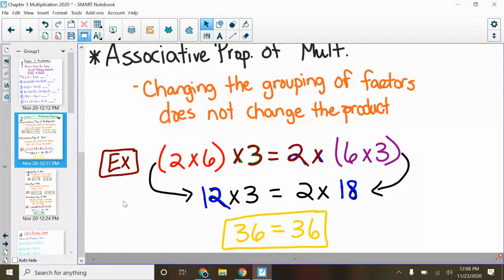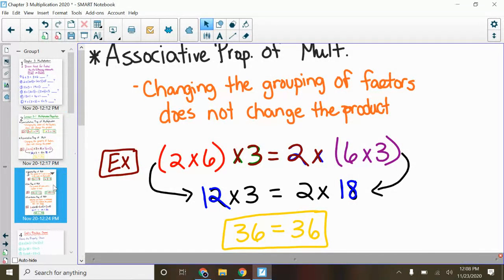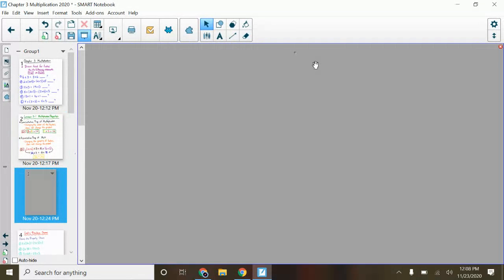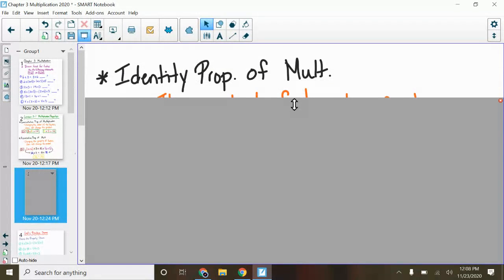Now remember, there's 5 of these, and we've only covered 2. The other classes didn't get much further than this, but one class did get to the 3rd property, and that property was the identity property of multiplication.